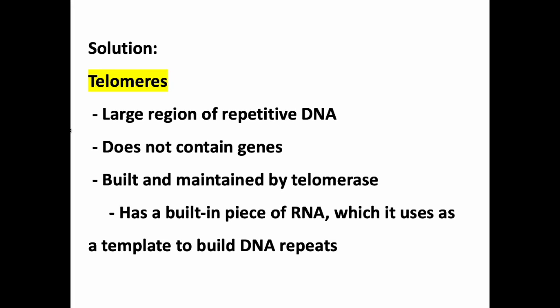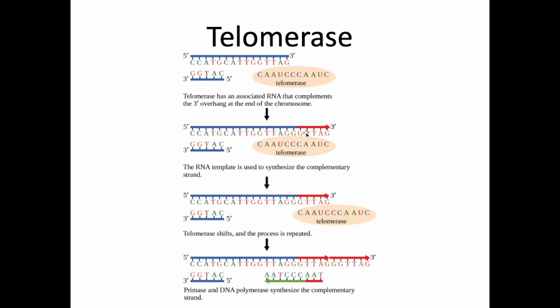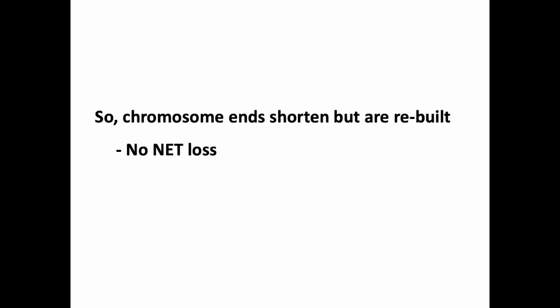But here's my way to describe this. So again, telomeres, built and maintained by telomerase. It has a built-in piece of RNA, which it uses as a template to build DNA repeats. Again, construct some DNA, construct some DNA, construct some DNA. The important phrase here is that there's going to be no net loss. Because of the continued function of telomerase building these telomeres, the chromosome ends will shorten every time there's a DNA replication, but they are rebuilt by telomerase. So we're going to end up having no net loss.